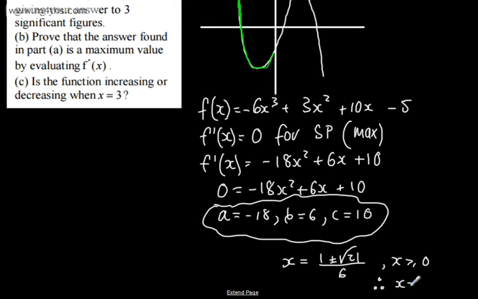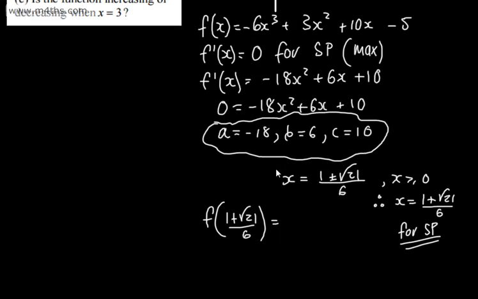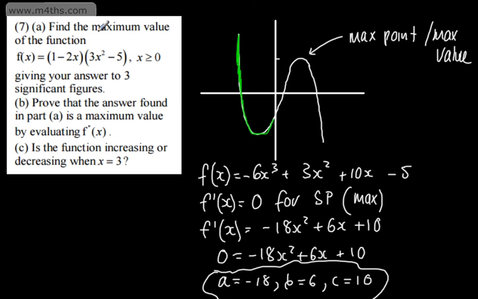Therefore, x is equal to (1 plus root 21) over 6. Now, the stationary point. So what I'm going to do is f of (1 plus root 21) over 6, and that now will give me the value of the y-coordinate just here, and hence the maximum value of the function. That's the largest the function can be.